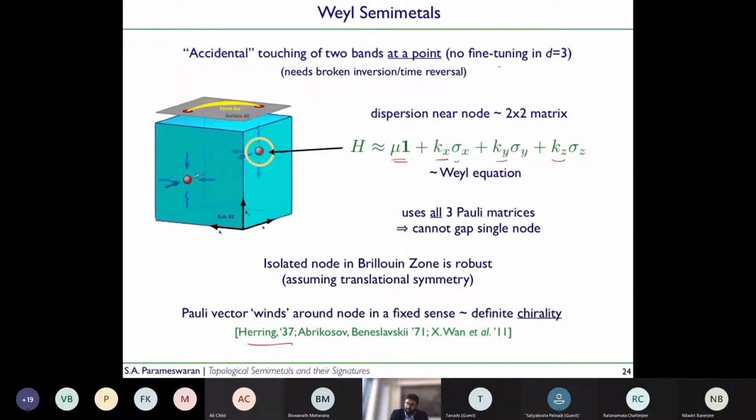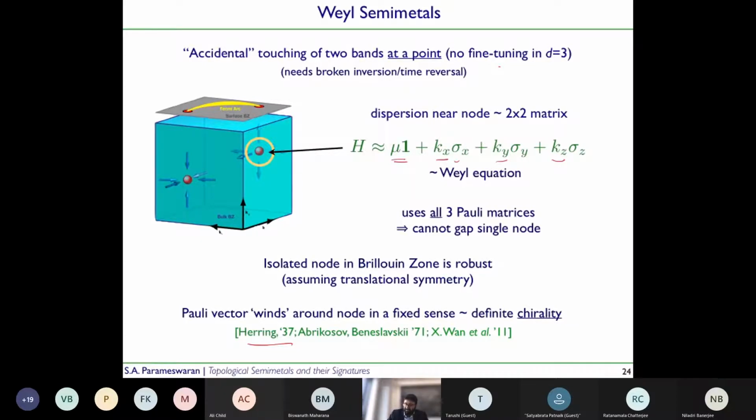So this is what I just gave you in that sketch. An isolated node in the Brillouin zone is robust. Of course, this assumes translational symmetry because I was using momenta to label my states. If there's no translational symmetry, then in principle, I can just scatter to another state. I'm not allowed to use momentum as a good quantum number anymore, so I have to be a bit more careful when I do that.